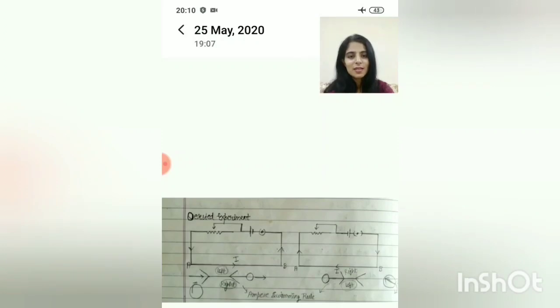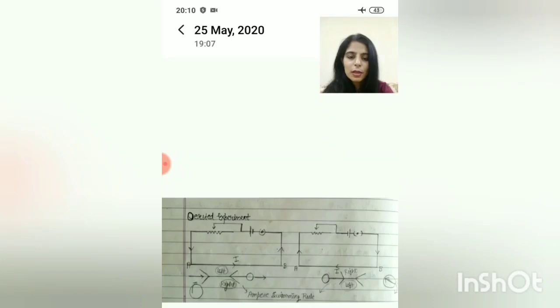Dear students, today we will discuss Oersted's experiment from Unit 3, Electromagnetism. Oersted was a scientist who concluded that a magnetic field is always associated with a current carrying wire. When a magnetic compass needle is placed near a current carrying wire, it gives deflection.